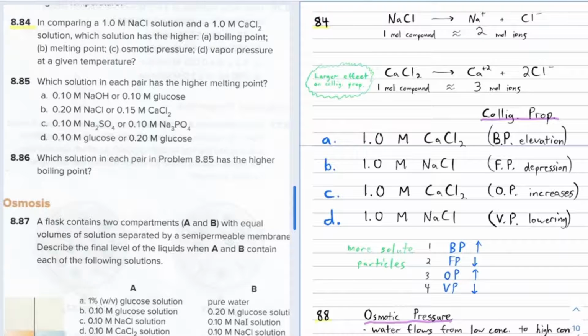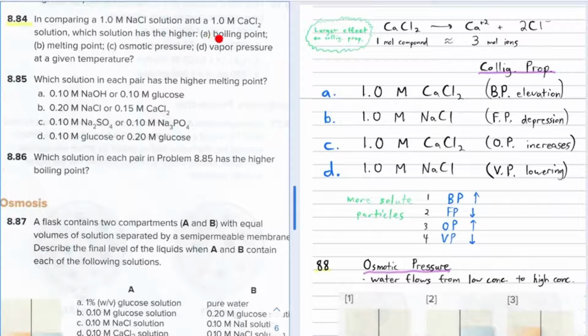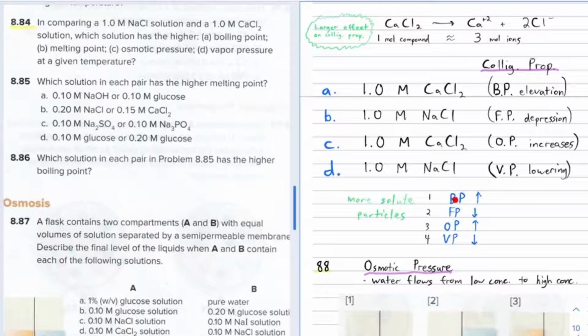So let's see. Which solution has a higher boiling point? Well, the boiling point goes up when there are more solute particles, and calcium chloride is going to have the more solute particles. So calcium chloride is going to have the higher boiling point. The colligative property is called boiling point elevation.